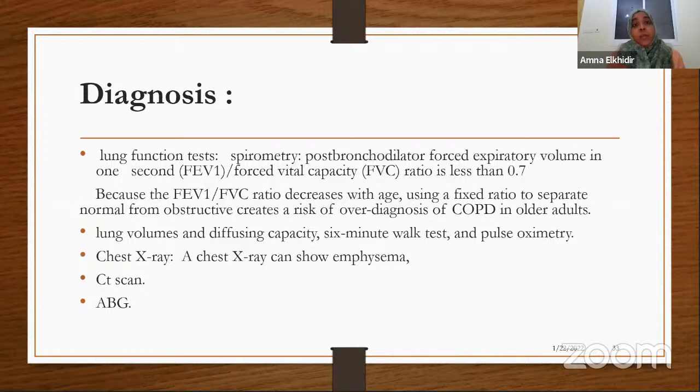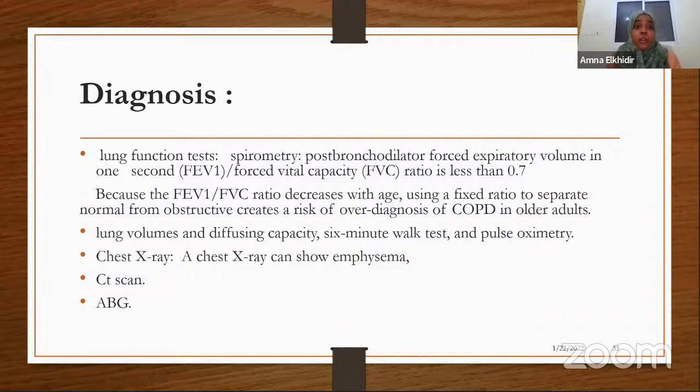We perform spirometry, and we measure the ratio between forced expiratory volume in 1 second and forced vital capacity. If the ratio is less than 0.7, there is obstructive lung disease. This ratio actually decreases with age, so age itself can explain a decreased ratio. So using a fixed ratio to separate normal from obstructive disease carries the risk of overdiagnosis of COPD in older adults.